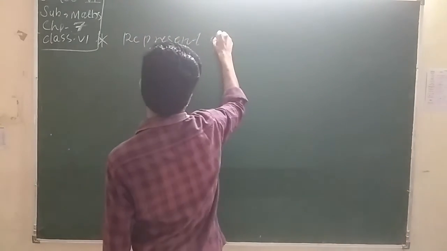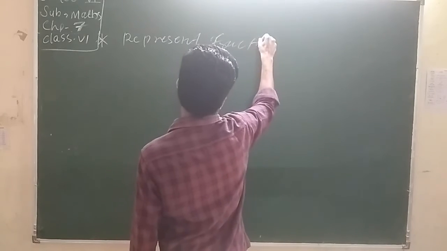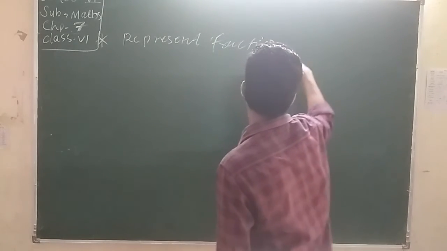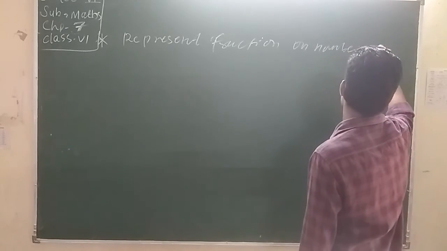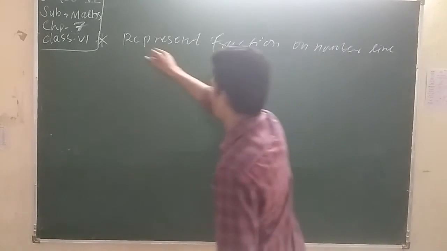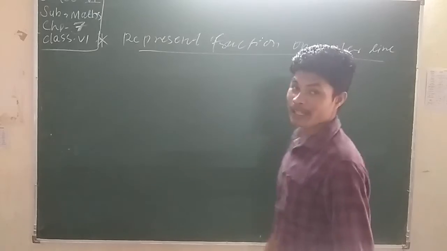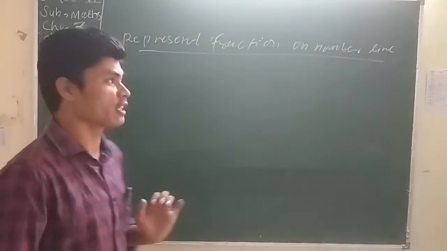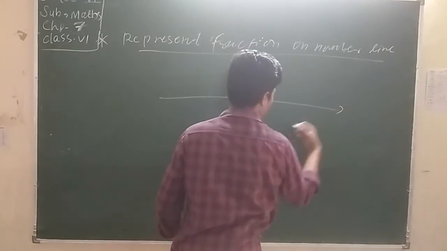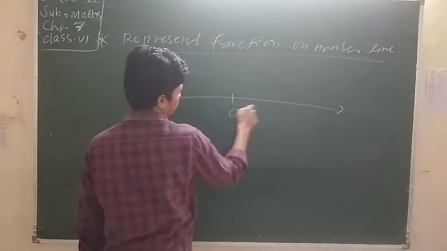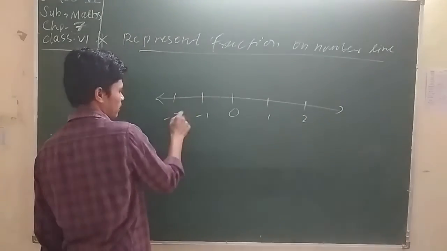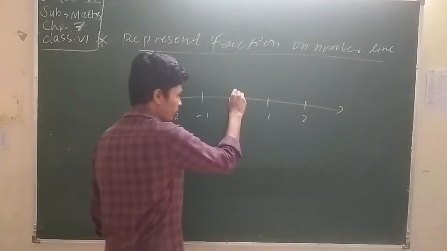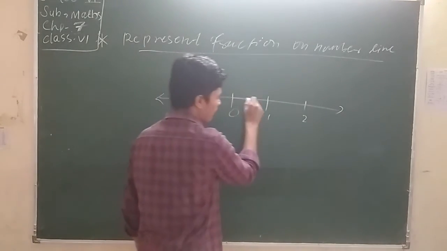Represent fraction on number line. See, a number line has two sides. One is positive, another is negative. Okay. Here 0, 1, 2, and minus 1. See, from 0 to 1, how many parts are there?